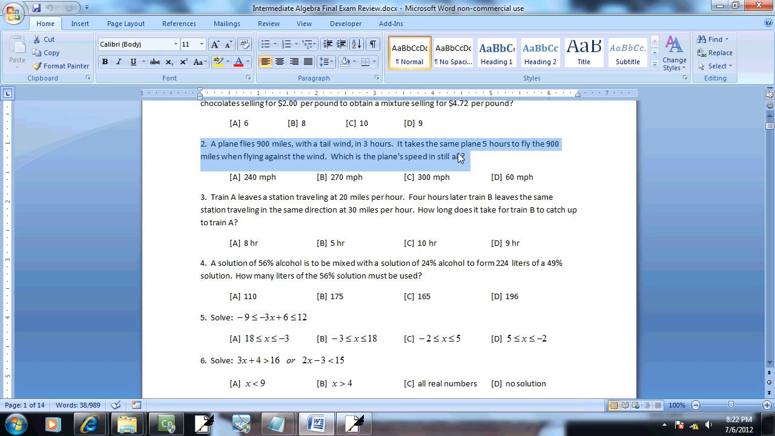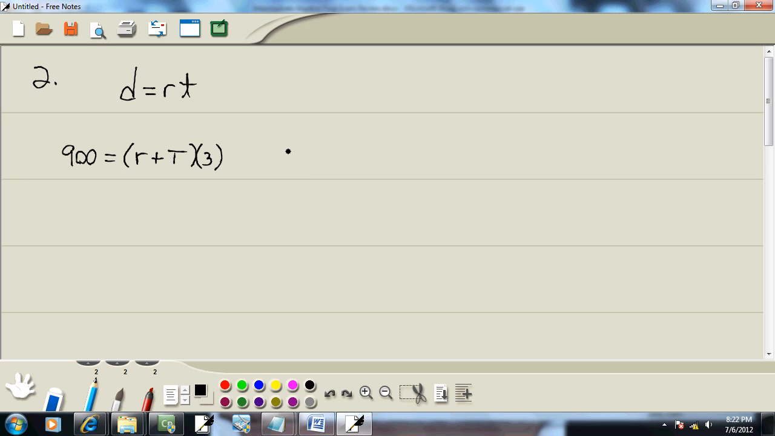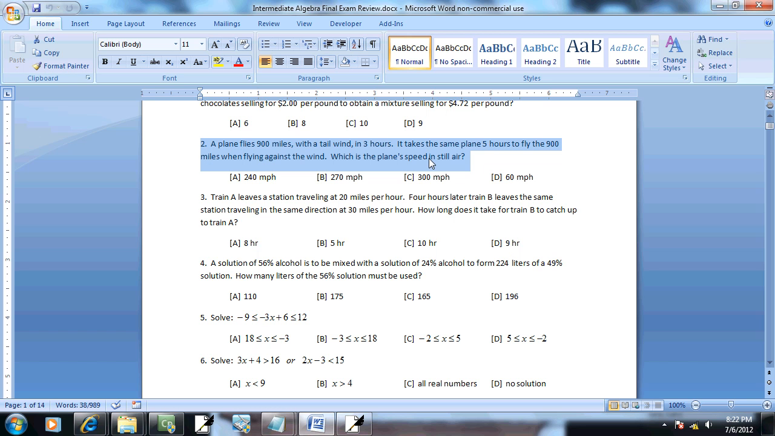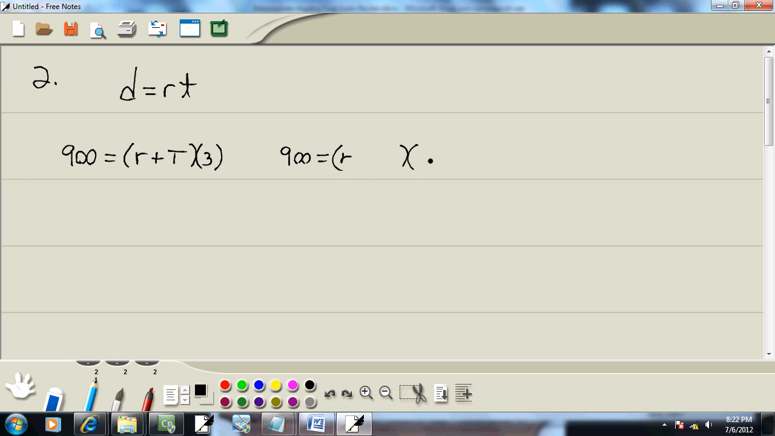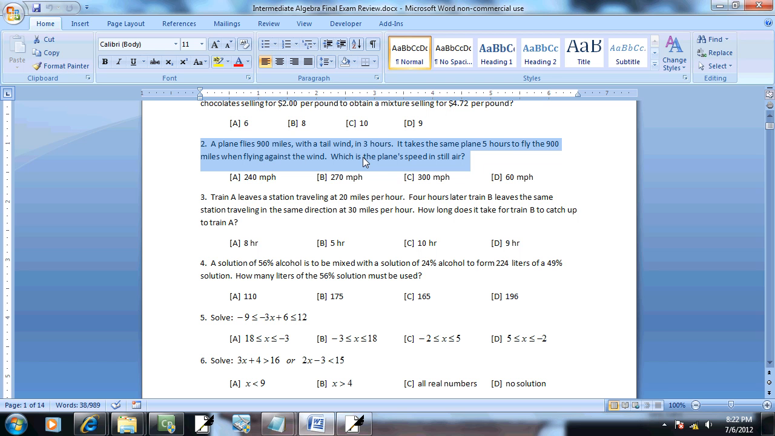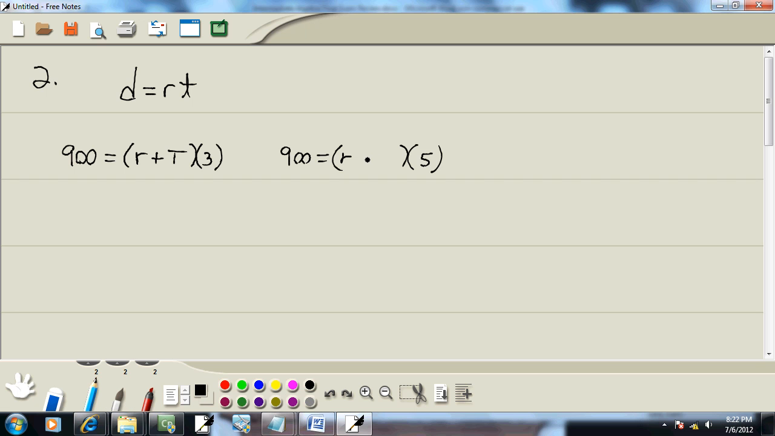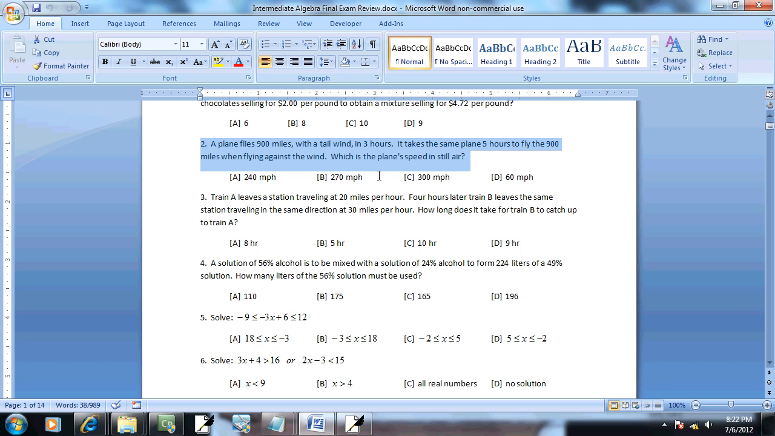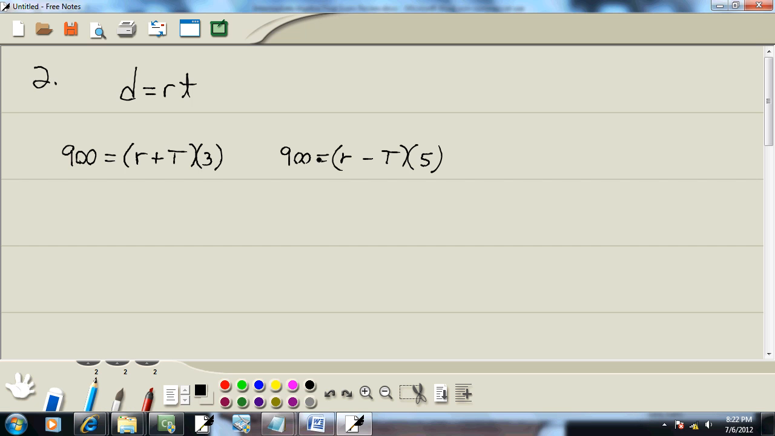And then it says it takes the same plane 5 hours to fly the 900 miles when flying against the wind. So 900, this is r, and we'll come back to that, and takes us 5 hours. And that's when flying against the wind, which means your rate will be slower. Again, we're assuming the tailwind here and the wind here are the same quantity.